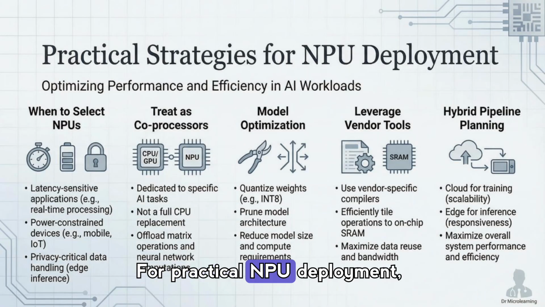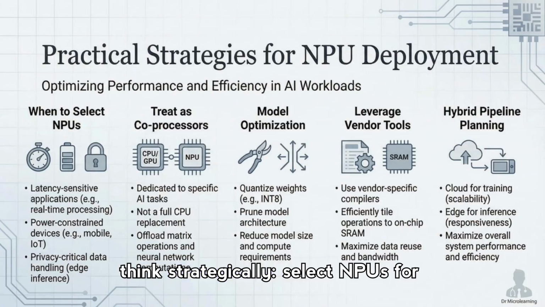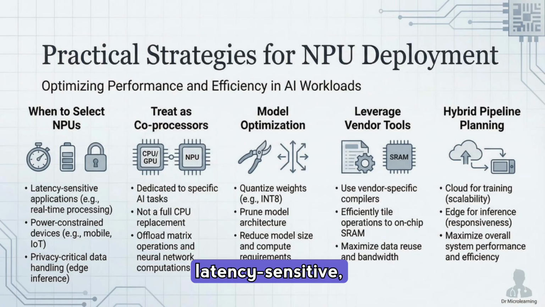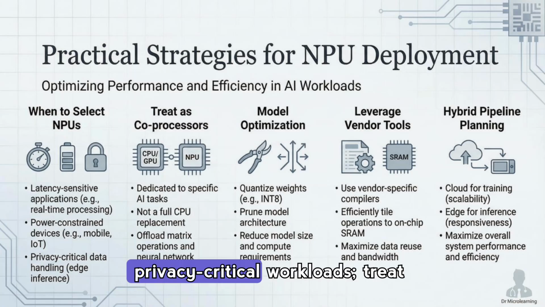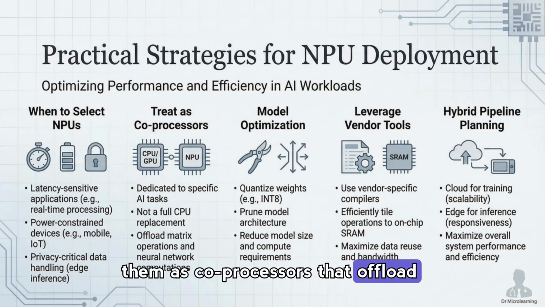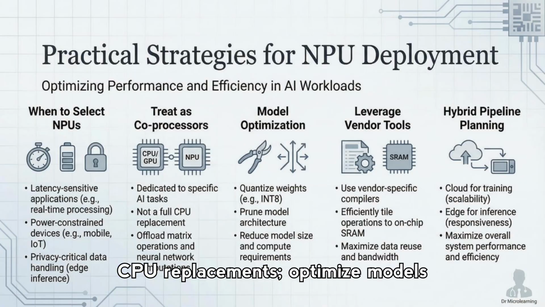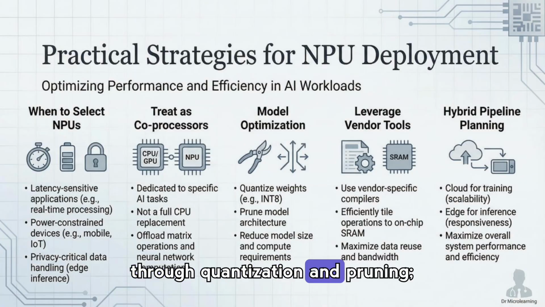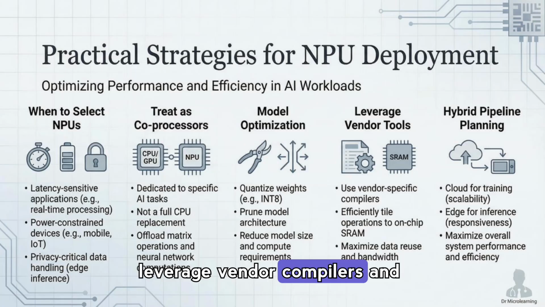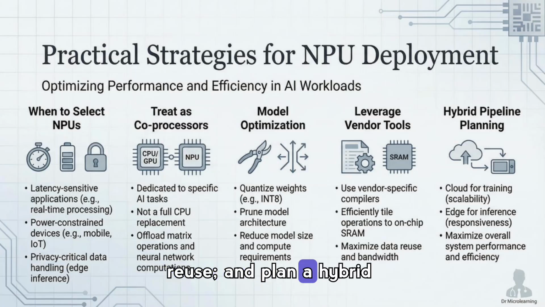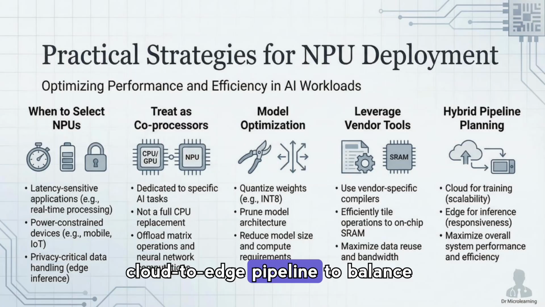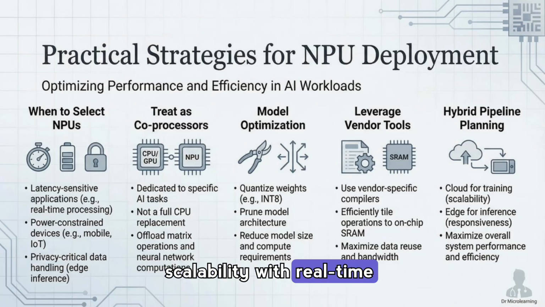For practical NPU deployment, think strategically. Select NPUs for latency-sensitive, power-constrained, or privacy-critical workloads. Treat them as co-processors that offload matrix-heavy tasks rather than full CPU replacements. Optimize models through quantization and pruning. Leverage vendor compilers and efficient tiling to maximize SRAM reuse. And plan a hybrid cloud-to-edge pipeline to balance scalability with real-time performance.